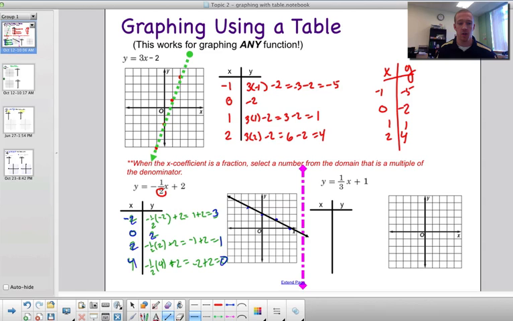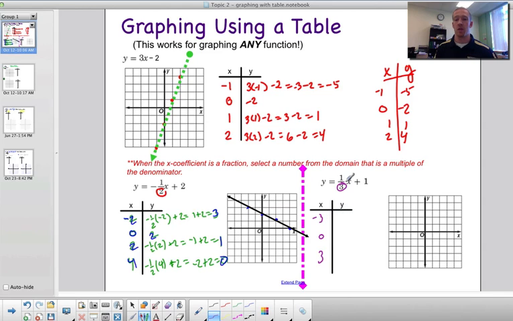Alright, so one more example. Do it a little quicker here. So what am I going to use? Multiples of what for all my x values? That's right, multiples of 3. So I'll do -3, 0, 3, because my graph only goes to 5 and 5. So I can't use any bigger numbers. My next number would be 6 if I did.